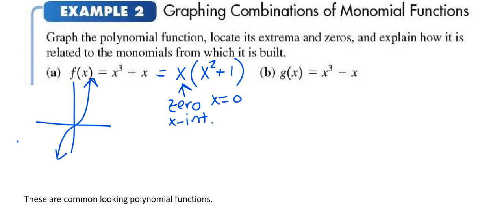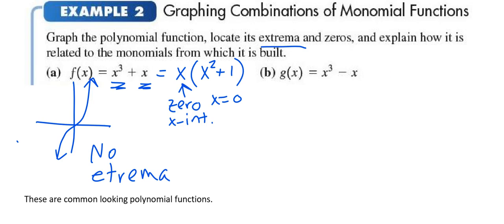Locate its extrema and zeros. Okay. There are no extrema, right? There's nothing going on here in terms of the maxes and the mins, right? The little hills, the little valleys, none of that. Explaining how it is related to the monomials from which it is built. So you're taking a cubic function and a linear function and adding them together. Two odd functions, and that's why it looks a little bit different than just a plain old x cubed function.